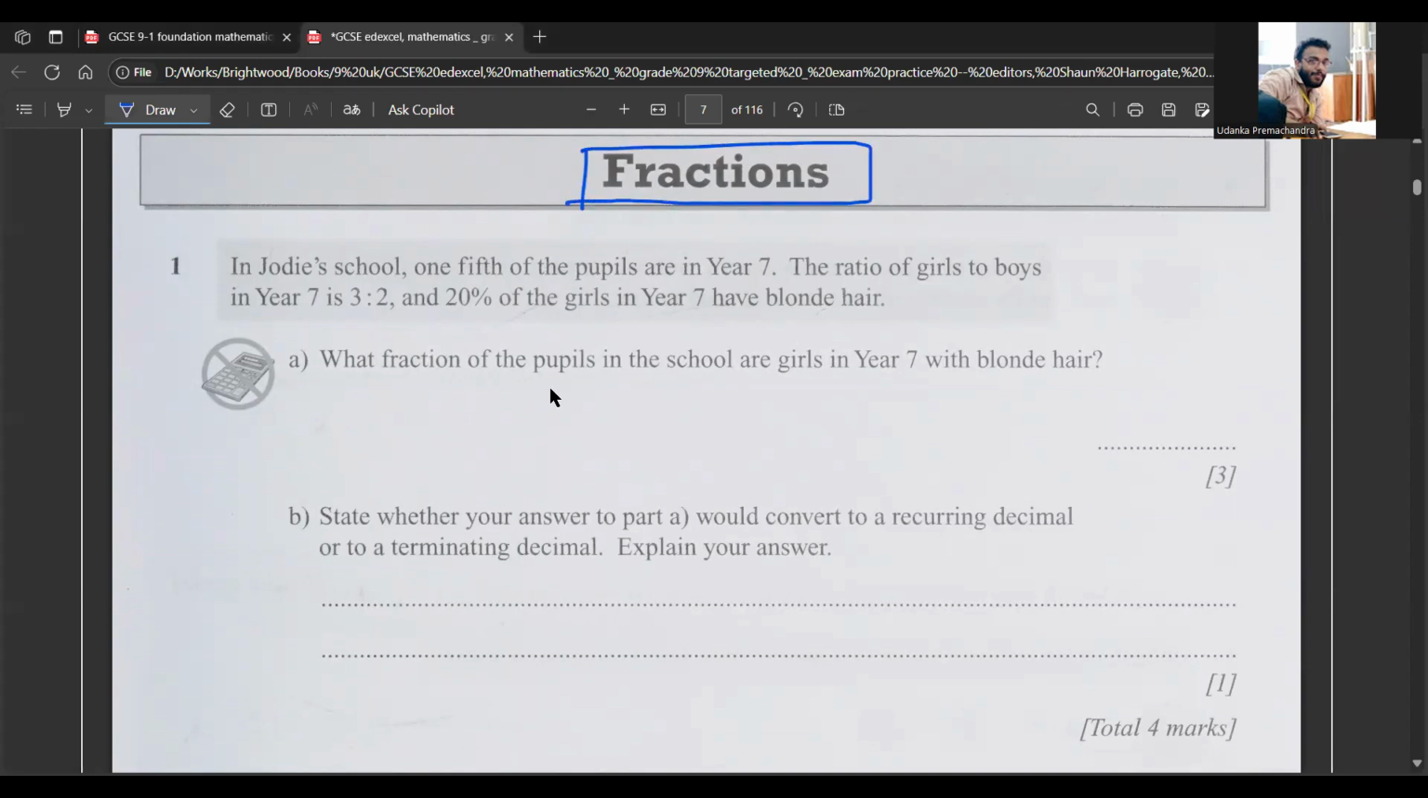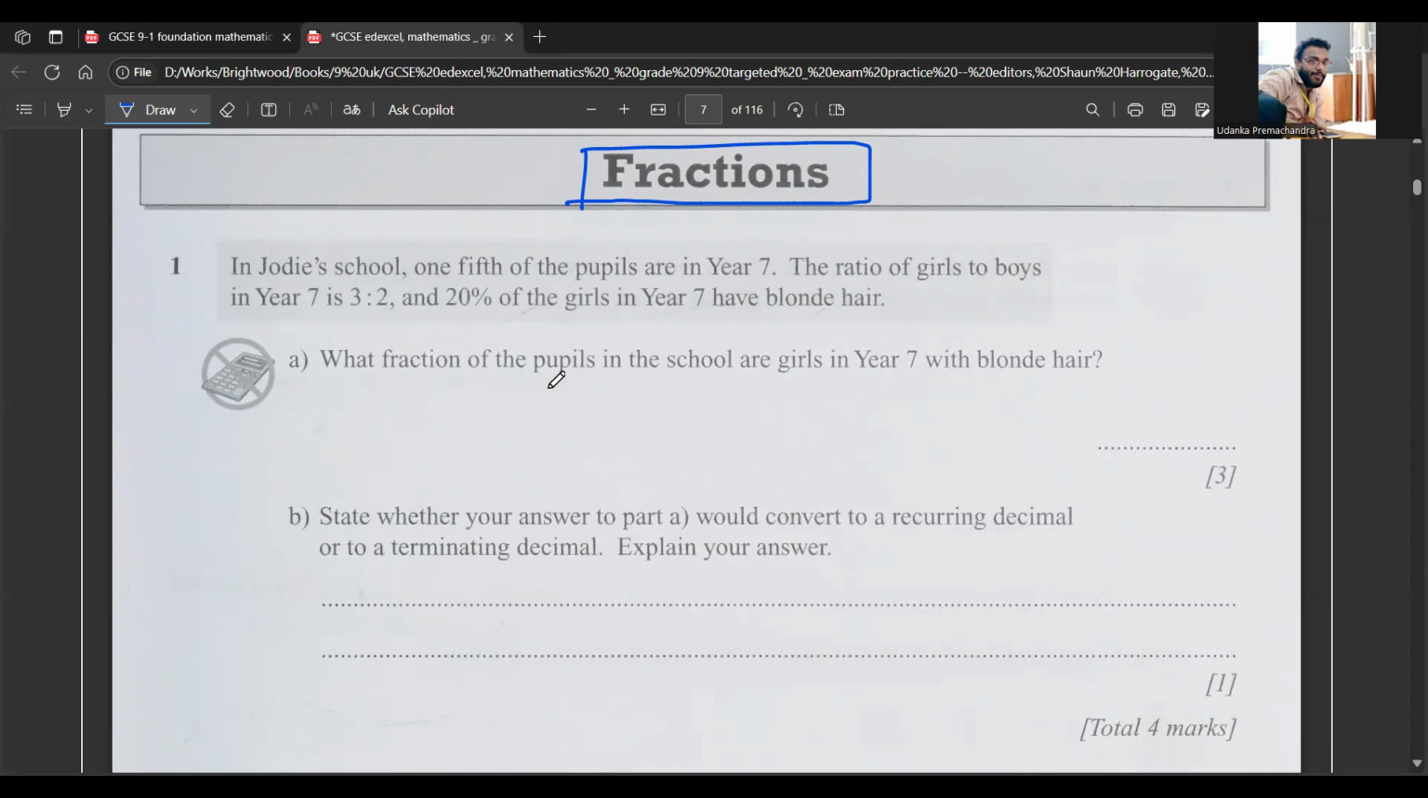Okay, here, look at it. In Jordy's school, 1/5 of the pupils are in grade 7, and 1/5 of the pupils are in grade 3. The ratio of girls to boys in year 7 is 3 to 2, and 20% of the girls in year 7 have blonde hair. Now get the question correctly.